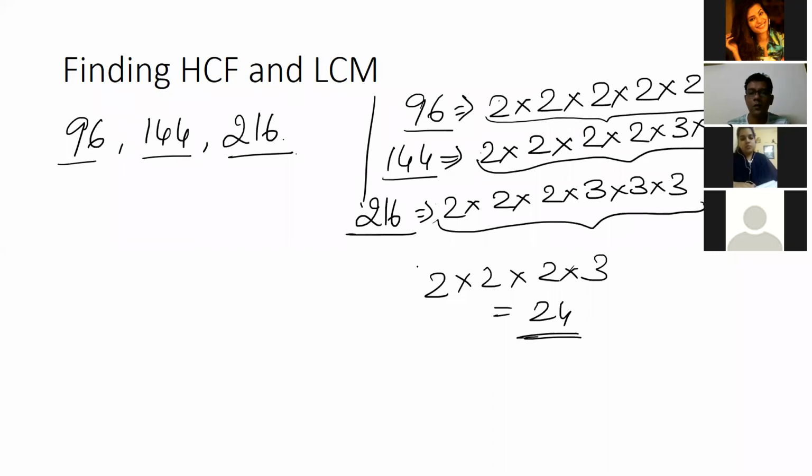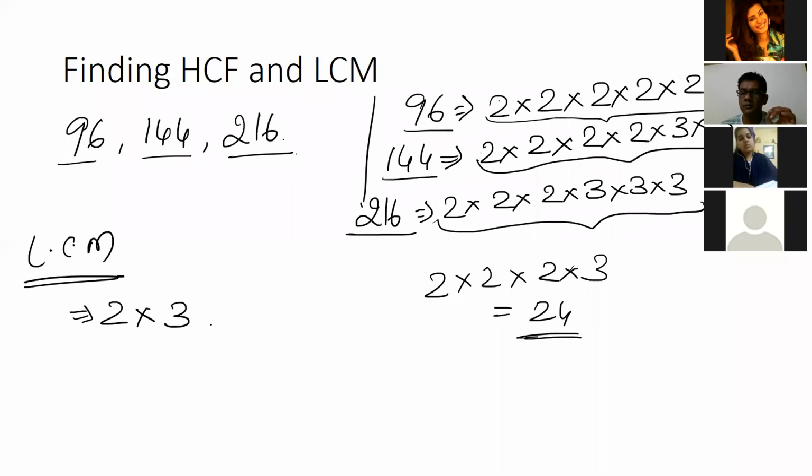Okay. Now, what else do I have to do for an LCM? For an LCM, it is slightly different from an HCF. What I have to do is first write down the various prime numbers you see in all the three values that you have. In all the three values, the prime factors that you see are 2 and 3.